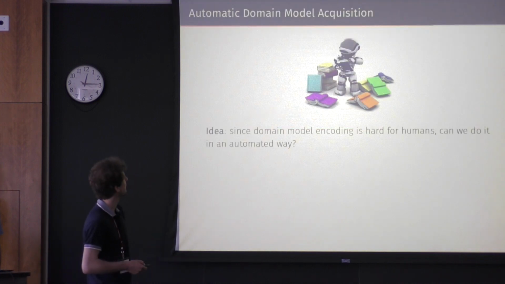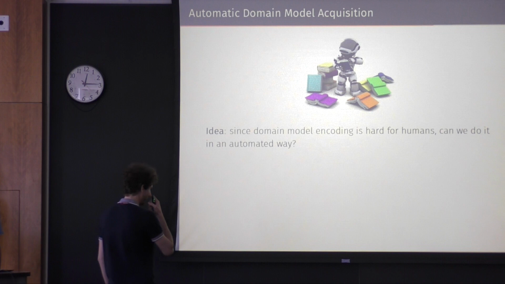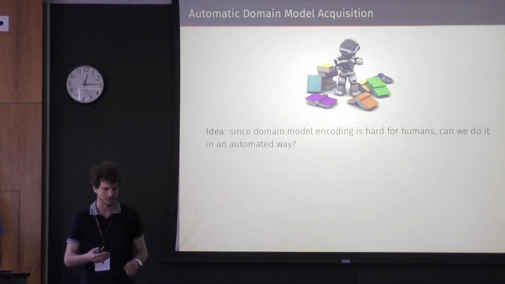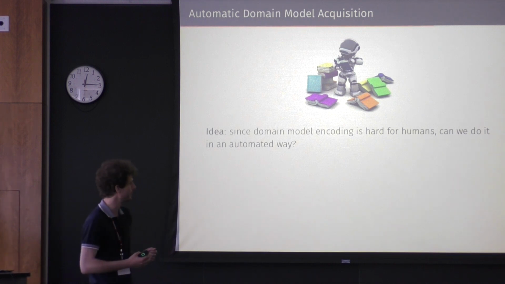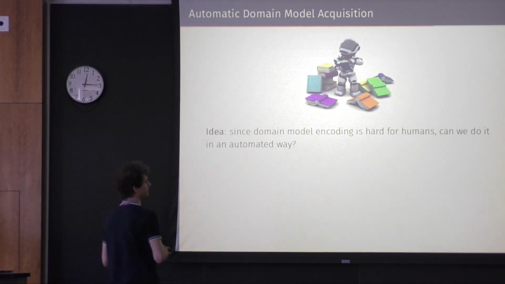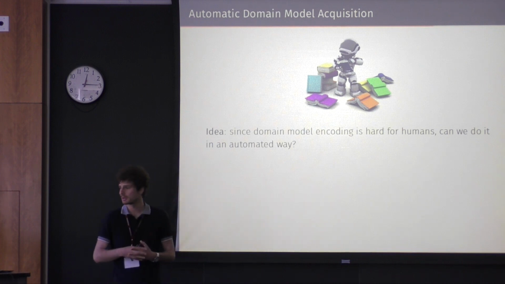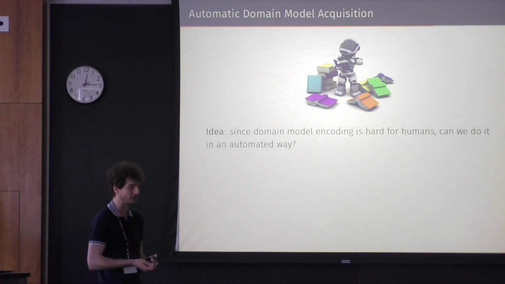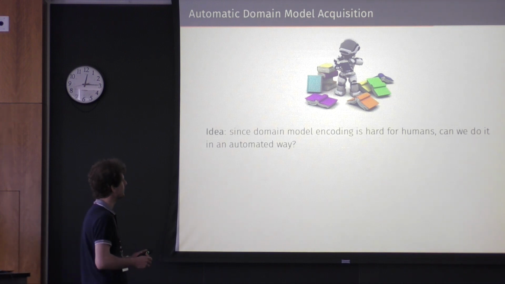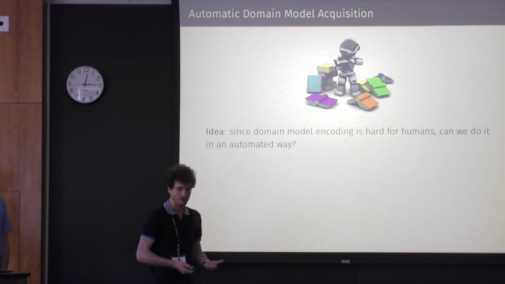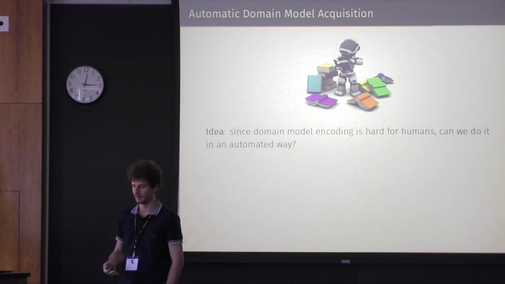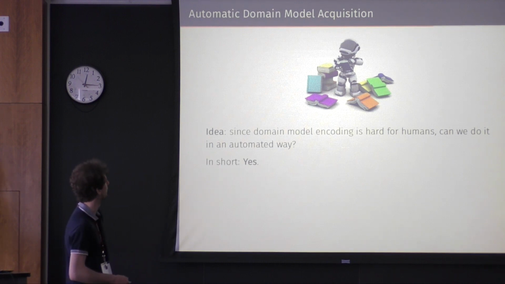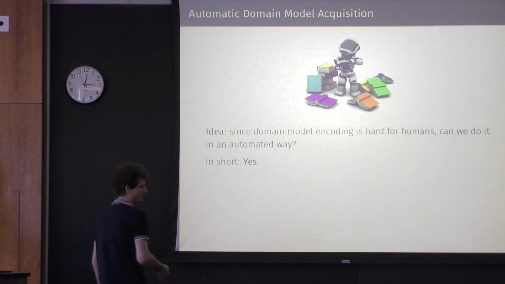So one thing is we have seen that domain model encoding, so the process of the formulation step of the knowledge engineering, is extremely challenging for humans. And so the question is, also on the basis of the machine learning techniques that we have, or on the basis of experience that we gain as encoders, can we do it automatically? So can we provide some sort of raw data or information to a system which will then come up with a complete domain model? And the answer is yes.